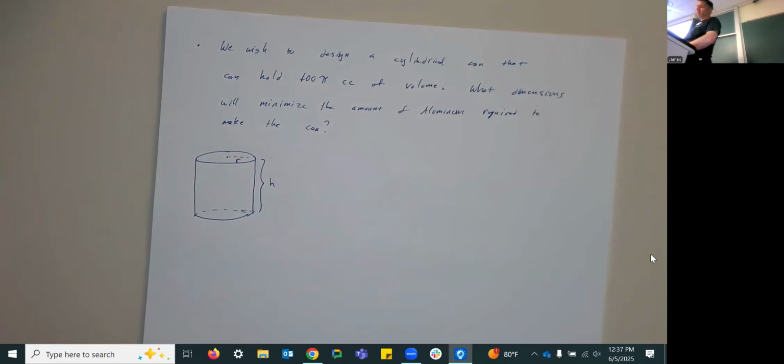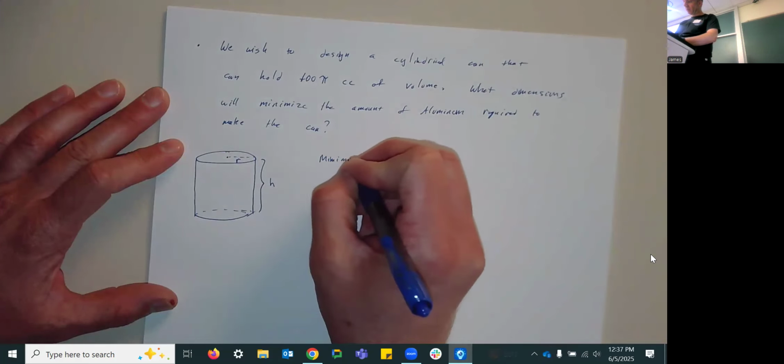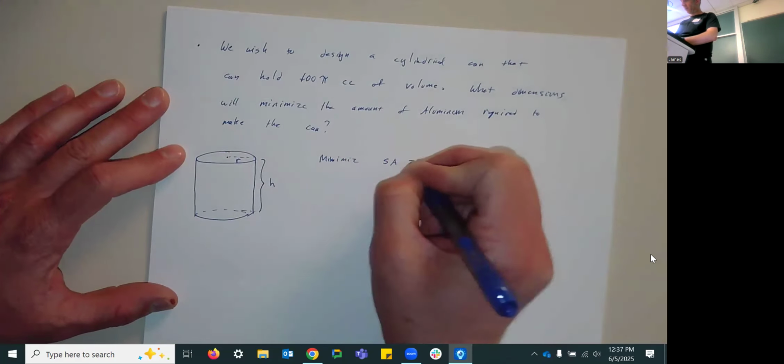I know I said I want to minimize the amount of aluminum required to make the can. Well, in this case, we're measuring the amount of aluminum by measuring the surface area, which is almost always the thing. If you're trying to fix volume, you're usually minimizing surface area. If you're trying to fix surface area, you're usually trying to maximize volume. So we want to minimize surface area.